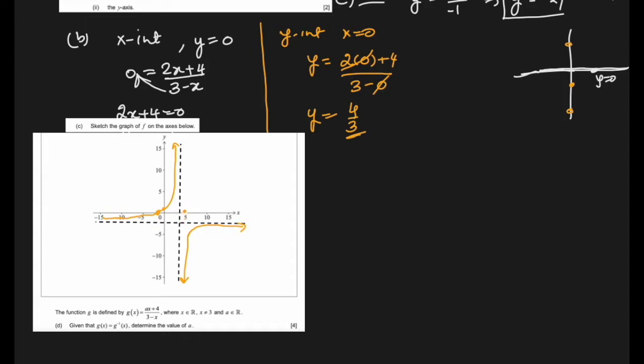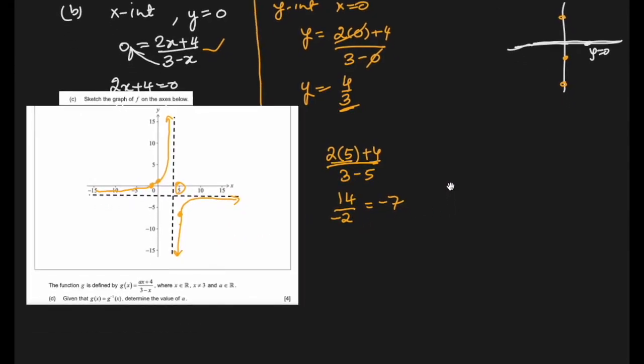Let's verify. Let me put x equal to 5 and see if we're getting something here in negative. So we'll put in 2 times 5 plus 4 divided by 3 minus 5. So 10 plus 4 is 14 over minus 2. Negative 7 makes perfect sense. At 5 it will be negative 7, somewhere here. That's good. So this is the graph, and they ask us to sketch only, but additionally, if you want, you can write the coordinates of these points.